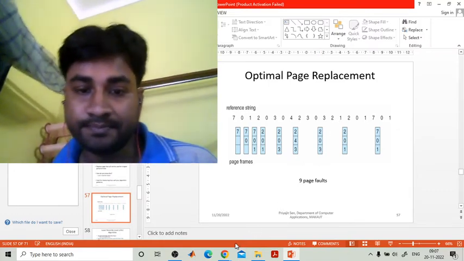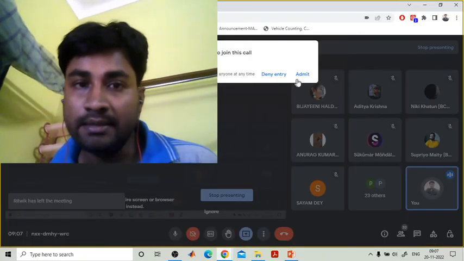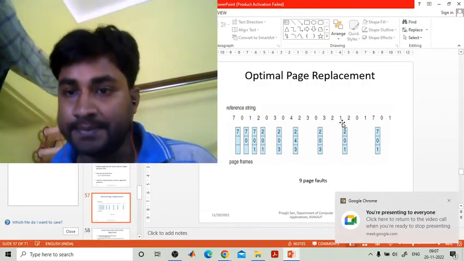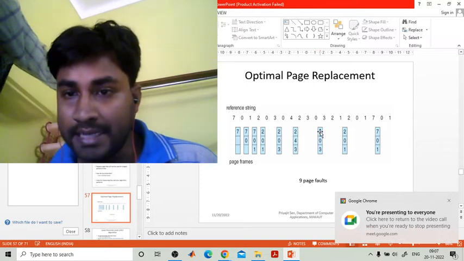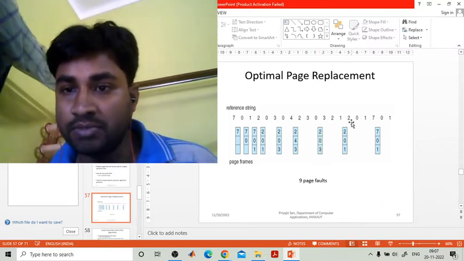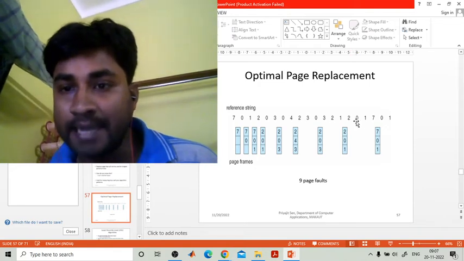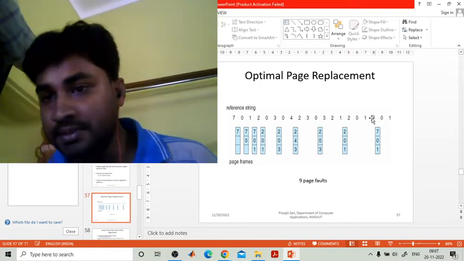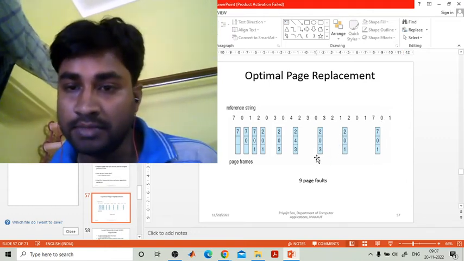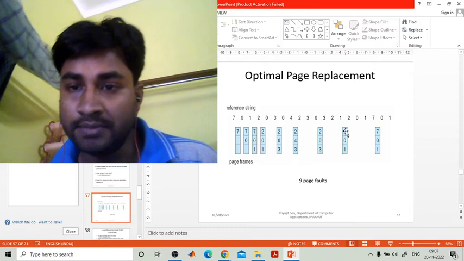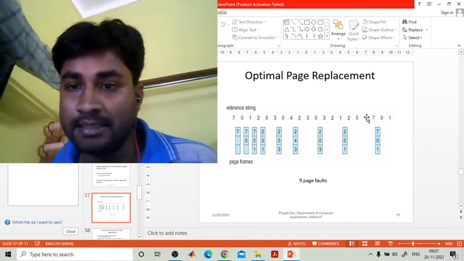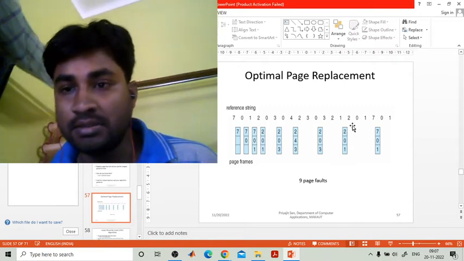1 came here. Now what to do? After this 1, among these 2 0 3, which is the farthest one? 2 and 0 are found, but 3 is not found here. So we have to replace 3 with 1. Therefore 2 0 1 will come. Now 2 is a hit again, 0 is a hit again, 1 is a hit again. So these will not be page faults.